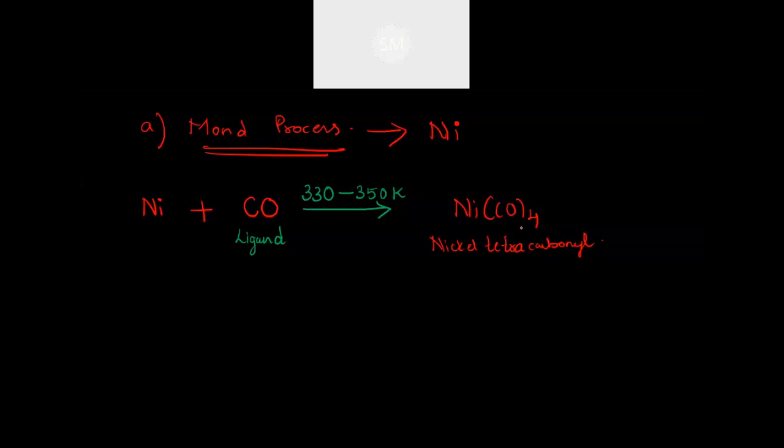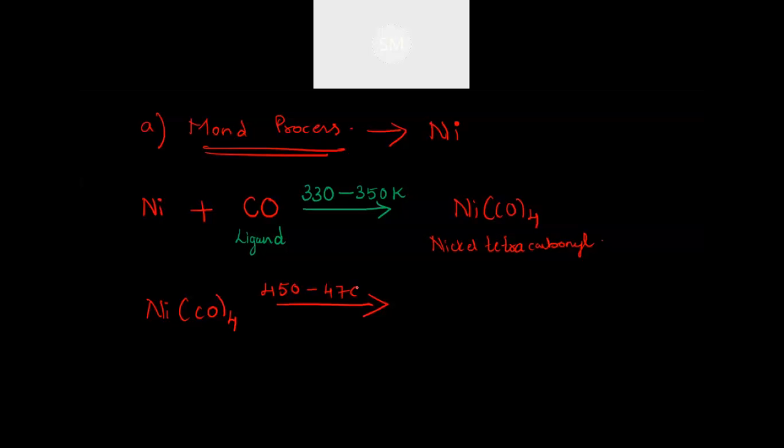So nickel tetracarbonyl. After this carbonyl compound is formed, it's in the complex form. So whatever impurities are there, that will be left behind. And now you are having these in the vapor phase. Now you should take this Ni(CO)4 and heat it again, because now it should break down and recover the metal and remove that carbon monoxide. So you should heat them at a higher temperature, around 450 to 470. You remember these odd numbers: 330, 350, and again increase by 100, 450 and 470.